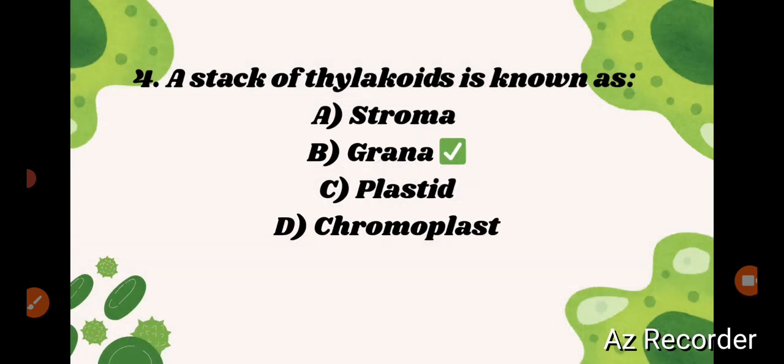And next question, a stack of thylakoids is known as what? The grana, stroma, plastid or chromoplast. Which is the answer? Grana, yes. Each granum, or grana, is a stack of thylakoids, similar to a stack of what? Coins, right.